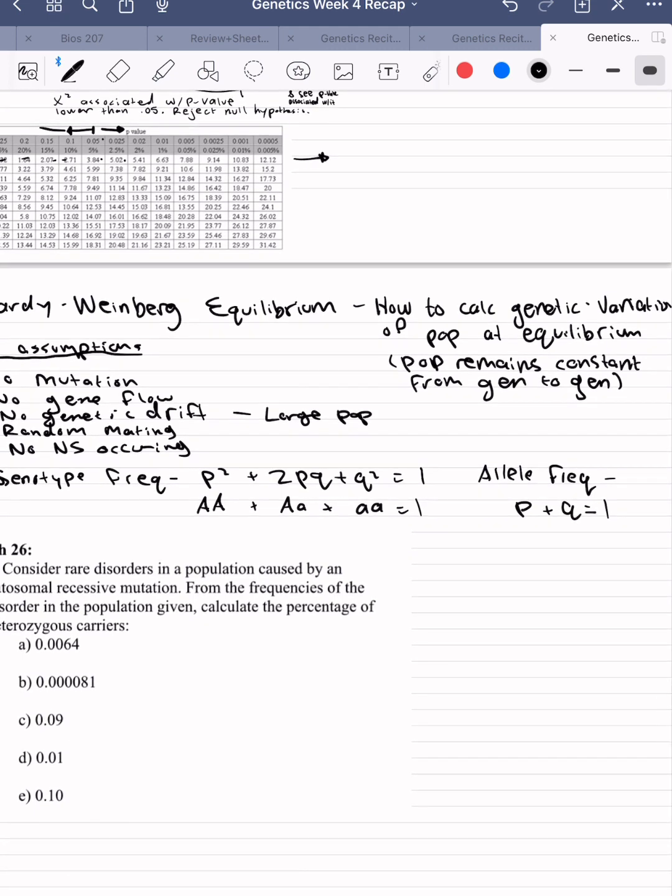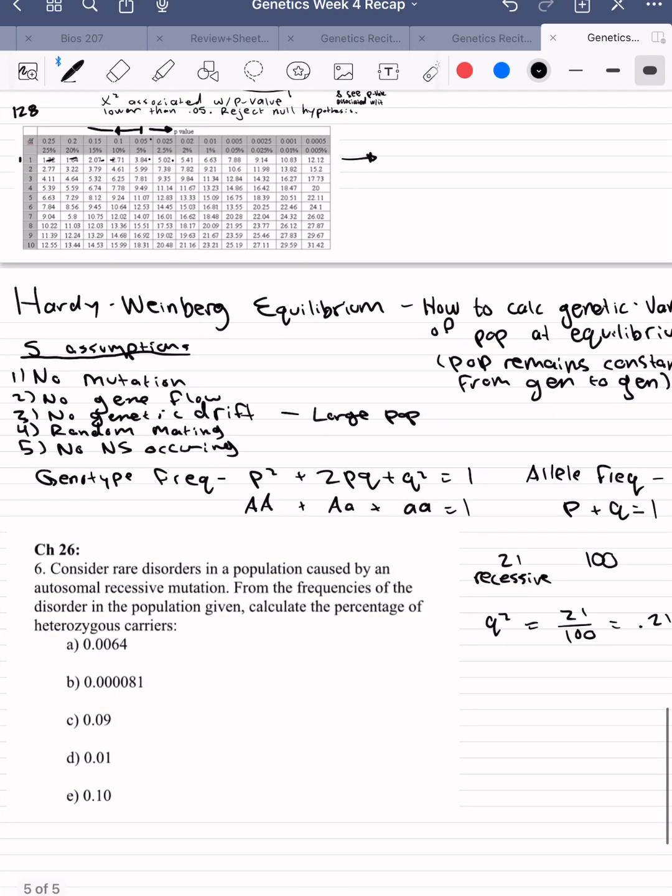So if you're given a problem that says that 21 individuals in a total population of 100 carry the recessive phenotype, in order to get this into a percentage, to find q squared, you would simply take 21 divided by 100, and that would give you 0.21, if I'm not mistaken.